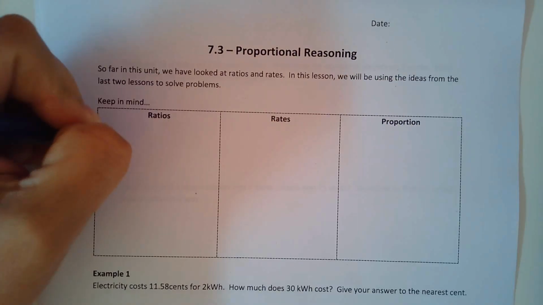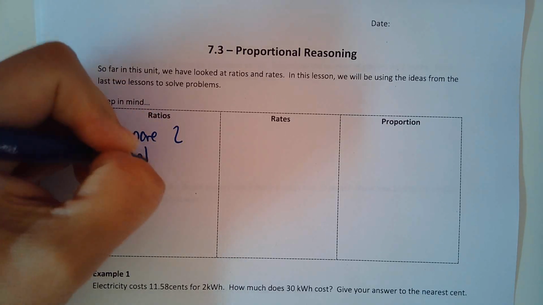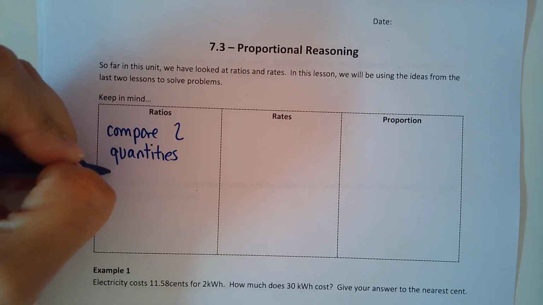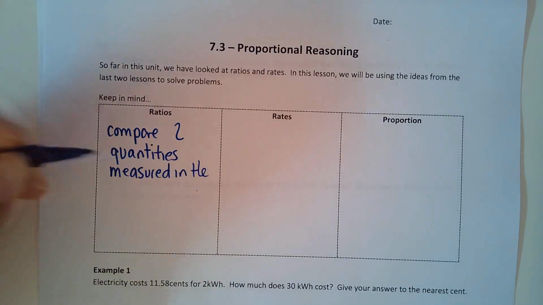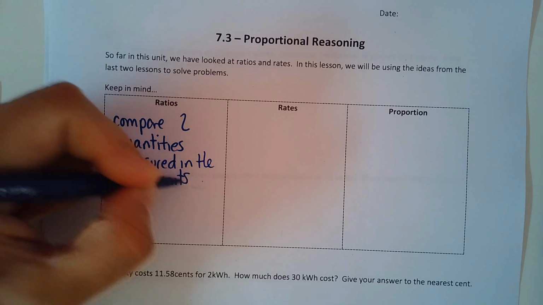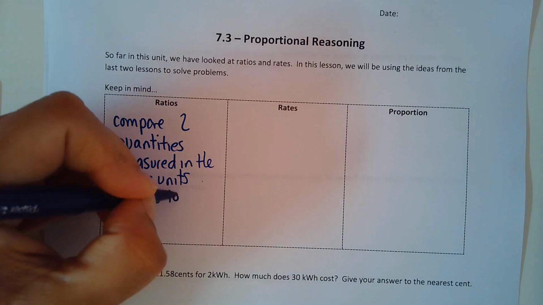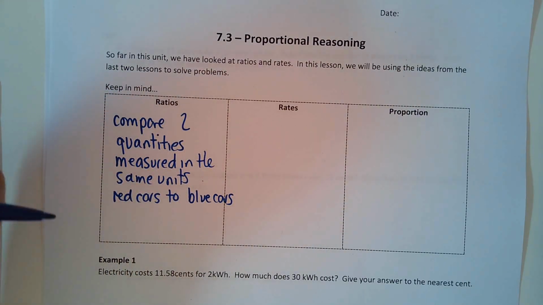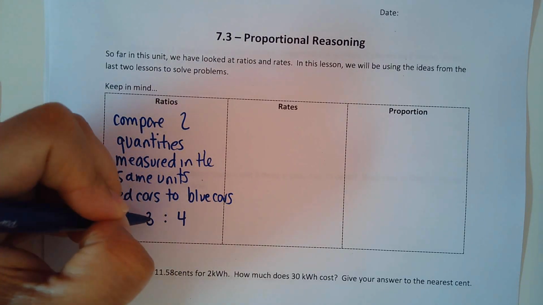So ratios compare two quantities that are measured in the same units. So for example, red cars to blue cars. We would find them in a ratio of 3 to 4.